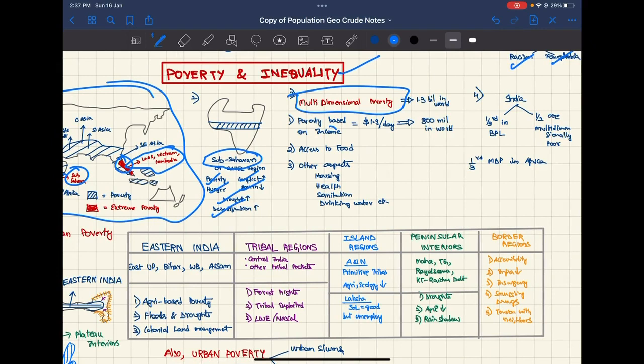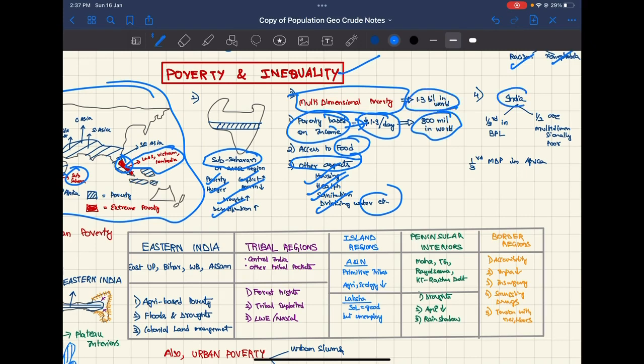It includes poverty based on income plus access to food and other aspects like housing, health, sanitation, drinking water, etc. Poverty based on income is $1.90 per day. There are 800 million such in the world. Multidimensional poverty, there are 1.3 billion in the world. In India, one third of them are below the poverty line, half are multidimensionally poor. One third of the multidimensionally poor in the world are in Africa.